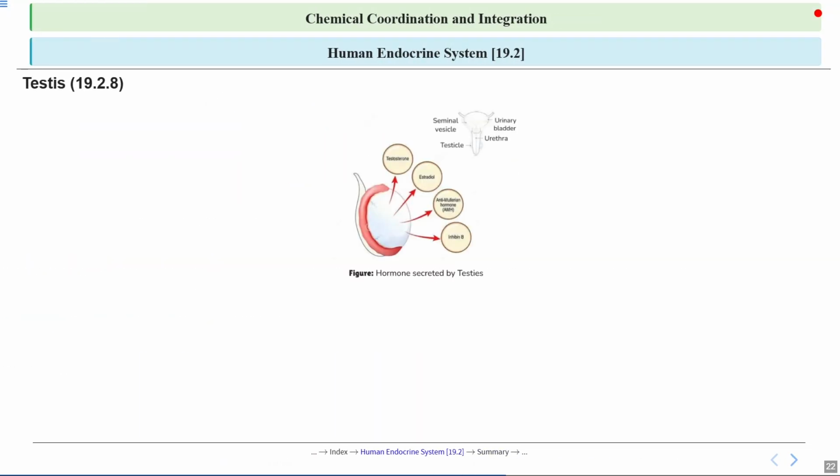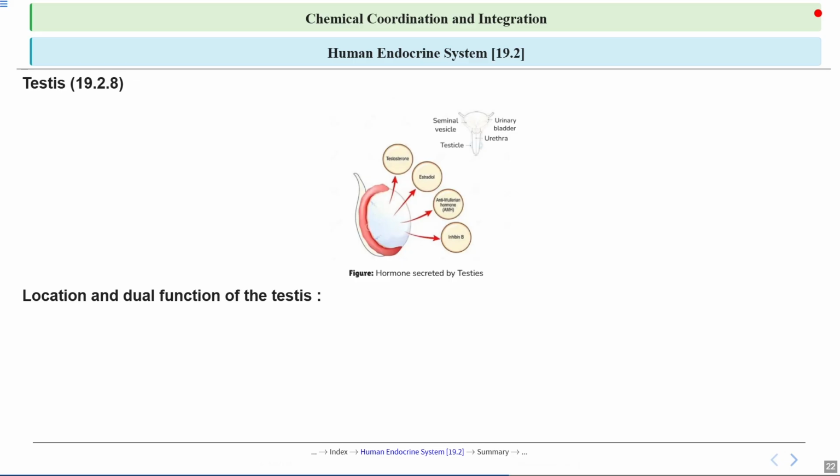Let's talk about testes. In this picture, you can see hormones secreted by the testes. Let's start with the location first. So, the testes are located in the scrotum outside the body to maintain a temperature slightly lower than the body temperature, which is very important for sperm production.